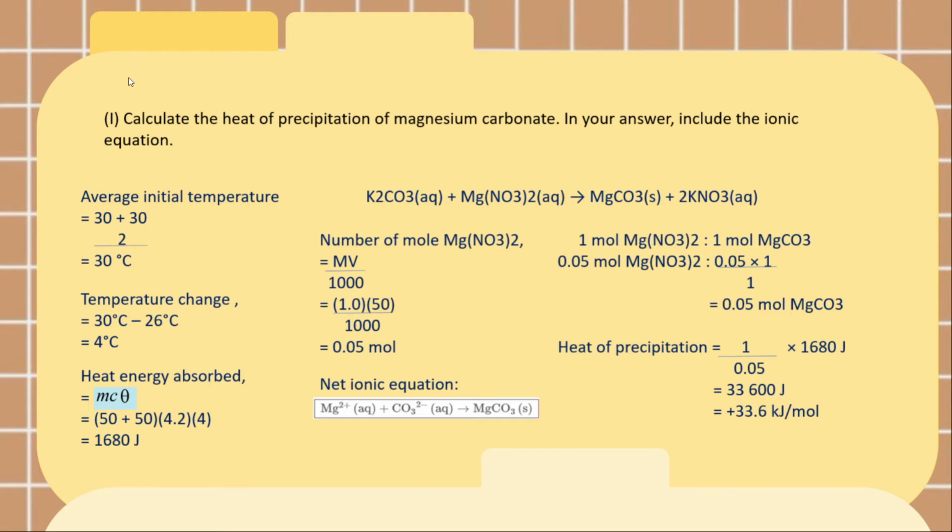Then calculate the heat energy by using the formula mcθ. Calculate the number of moles of magnesium nitrate using the volume and molar volume given.